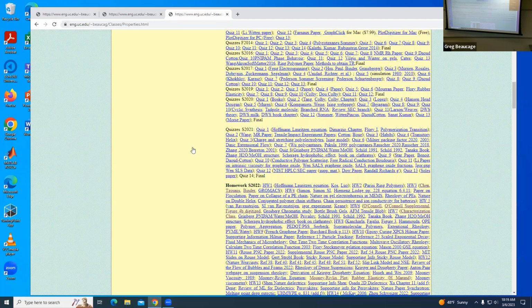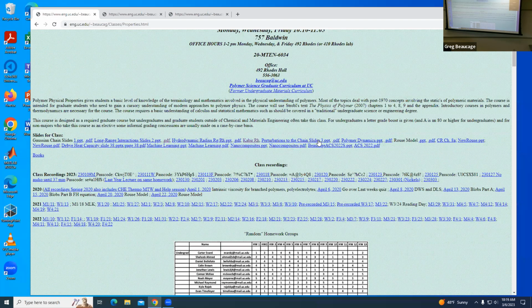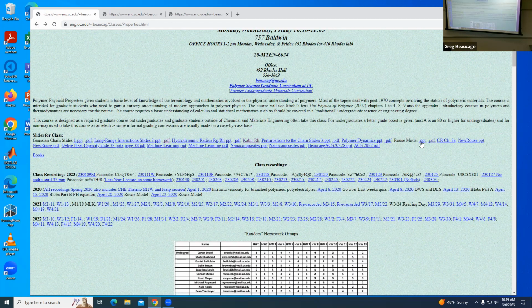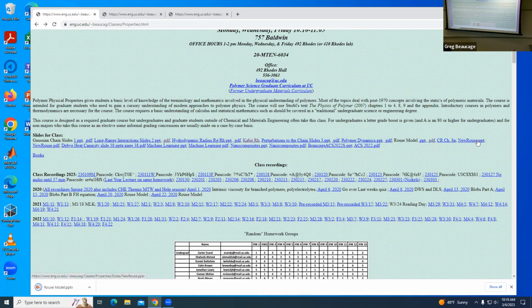All right, so I wanted to do dynamics. I'm going to hide this. Then there's a lot of these. The Polymer dynamics thing is kind of indecipherable. And there's two of these Rouse things. Oops, I didn't want PDF. I wanted this thing. And then there's a new Rouse. Then this heat capacity thing. You see there's machine learning and nanocomposites in here.